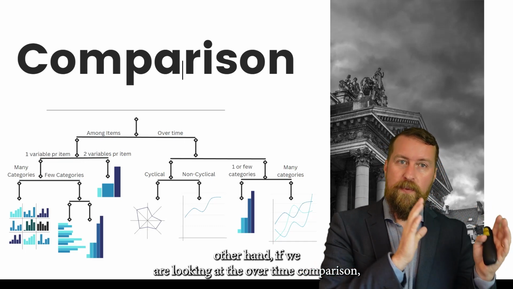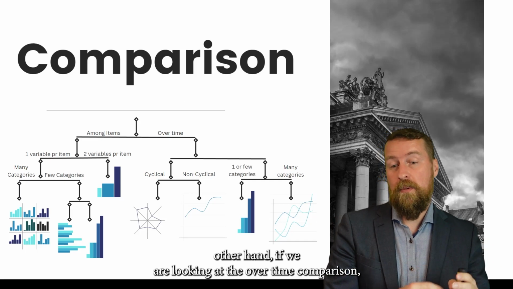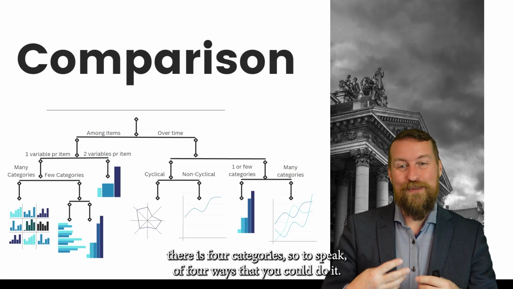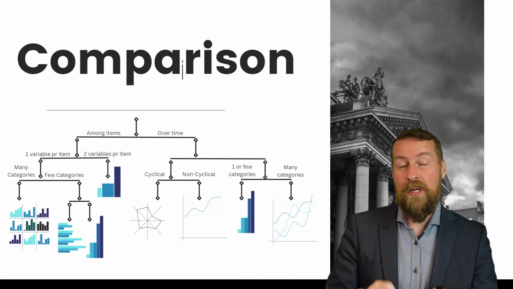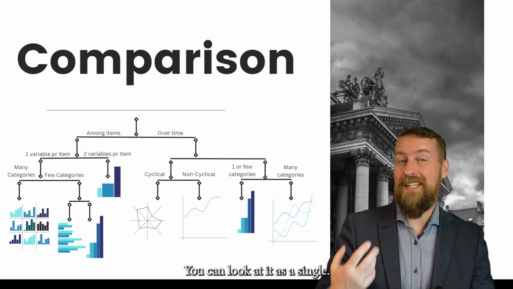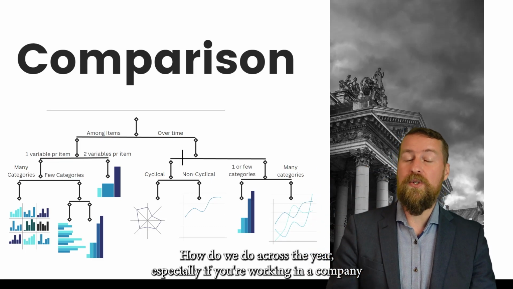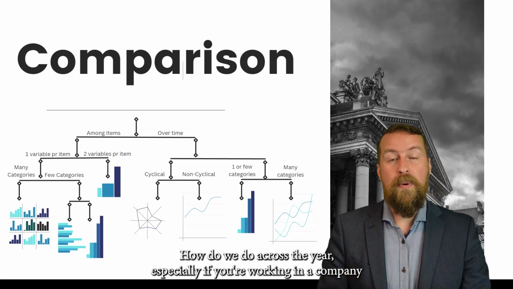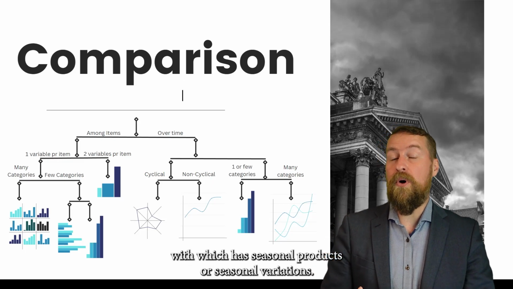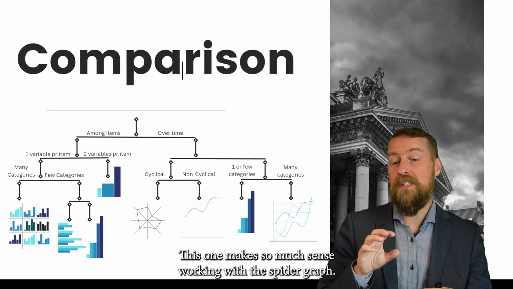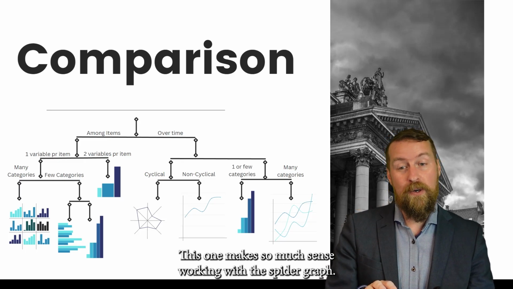On the other hand, if we're looking at the over time comparison, there are 4 categories, so to speak, or 4 ways that you could do it. You can look at it as cyclical. How do we do across the year, especially if you're working in a company which has seasonal products or seasonal variations? This one makes super much sense working with the spidergram.